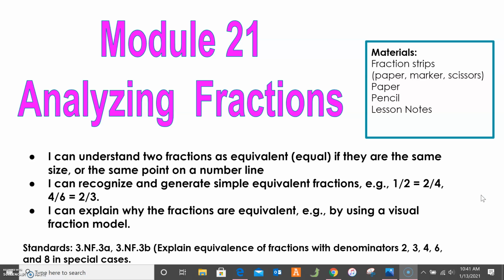The I can statements for the lessons that we will be doing for Module 21 are: I can understand two fractions as equivalent or equal if they are the same size or the same amount on a number line. I can recognize and generate simple equivalent fractions. I can explain why the fractions are equivalent by using a visual fractional model.